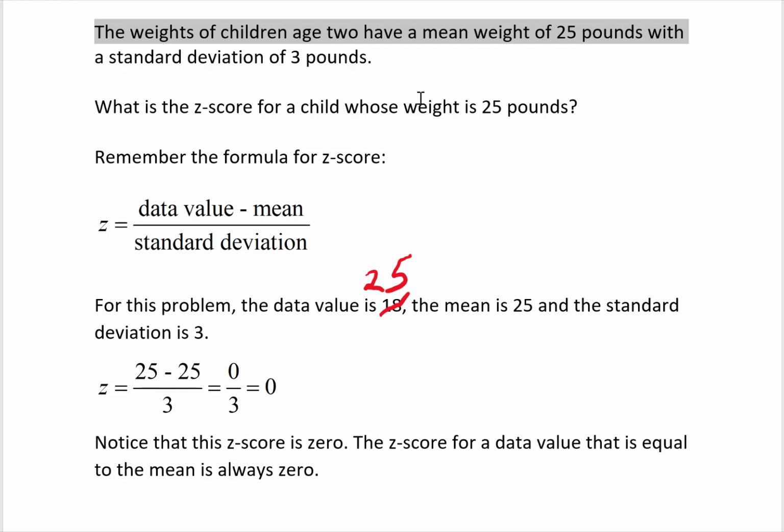So the z-score is 25 minus 25 divided by 3, or 0 divided by 3, is 0. Notice this z-score is 0. The z-score for a data value that is equal to the mean is always 0.